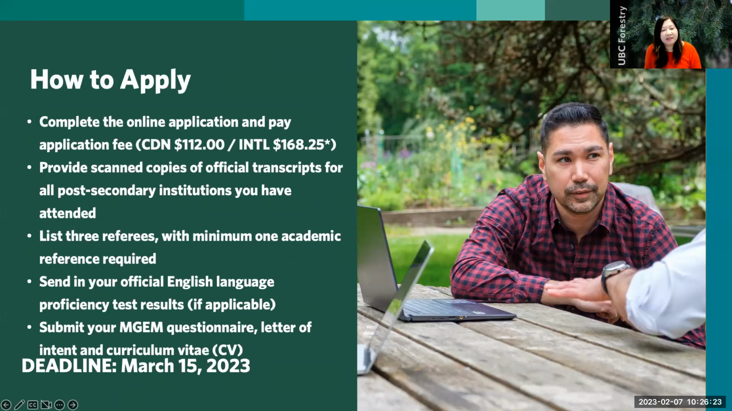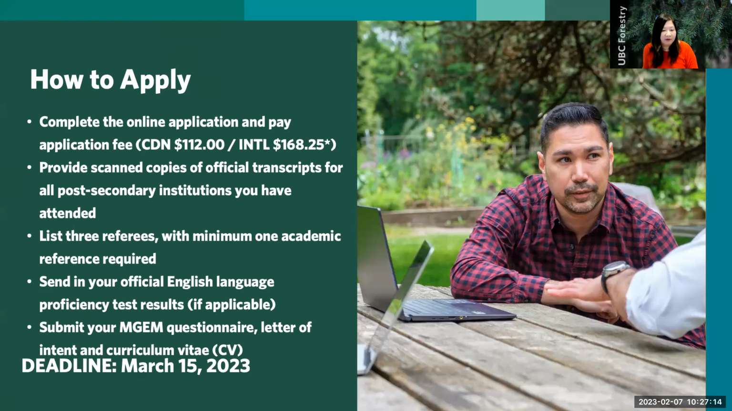Thanks. The entire application consists of the online application and the application fee. You can get to that link on our How to Apply page. You also need to upload scanned copies of official transcripts for all the post-secondary institutions you have attended, as well as provide 3 letters of reference, and one of them should be an academic referee who can attest to your academic abilities. When you list your referees, a quick tip is not to use their personal emails like Yahoo or Gmail, because they will not be able to upload their reference letters if you use those email addresses. So please remember to use their institutional email addresses.